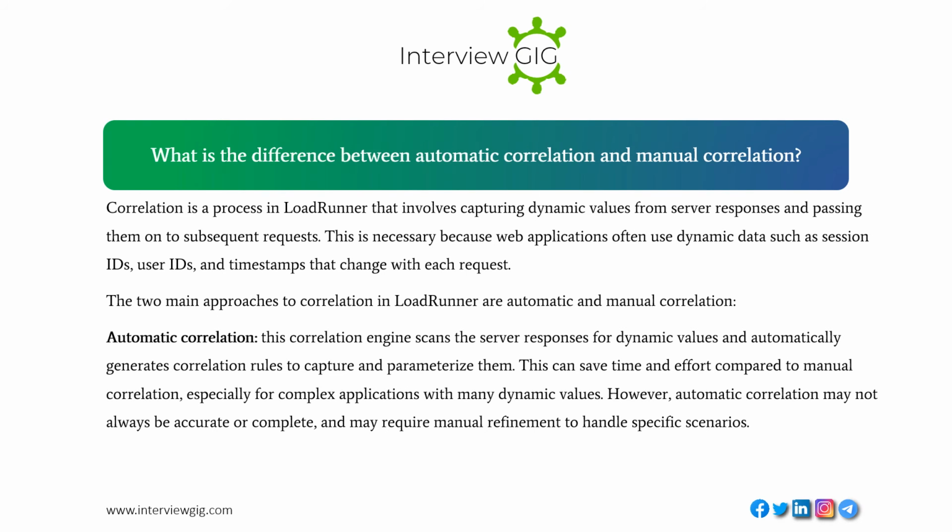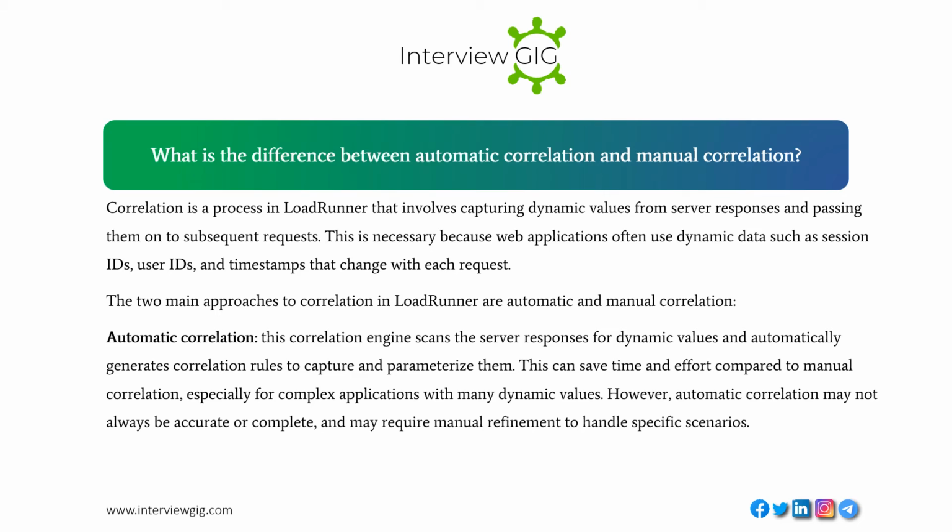What is the difference between automatic correlation and manual correlation? Correlation is a process in LoadRunner that involves capturing dynamic values from server responses and passing them on to subsequent requests. This is necessary because web applications often use dynamic data such as session IDs, user IDs, and timestamps that change with each request. The two main approaches to correlation in LoadRunner are automatic correlation and manual correlation.